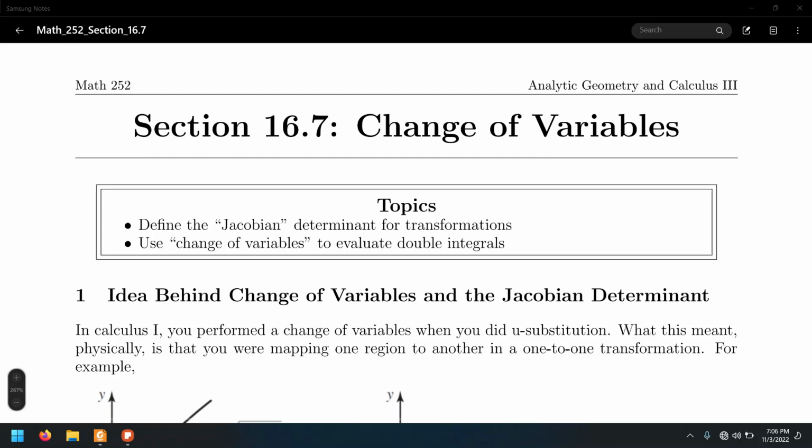Okay, change of variables, 16.7. So, what is this section about? This section is about weird substitution.